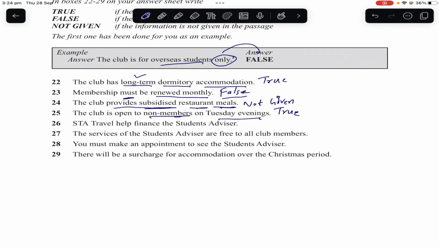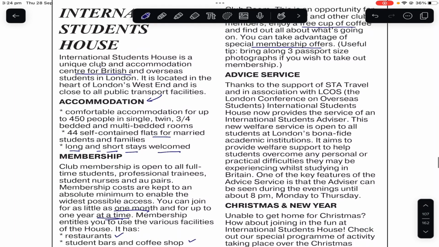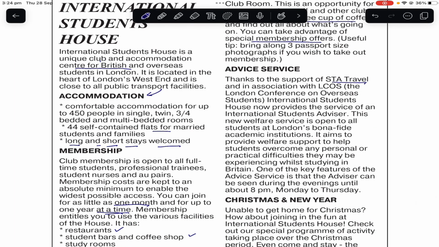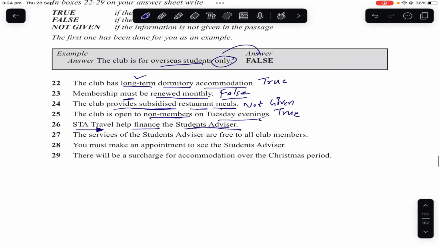Next one. STA Travel helps finance the student's advisor. So we're looking for the keywords, which are STA Travel. They finance what? They finance the student advisor. Let's have a look. I can see STA Travel in this next paragraph. So here I'll start reading it out. Thanks to the support of STA Travel and in association with LCOS, International Students House now provides the service of an international students advisor. So as you can see, because of the support of STA Travel, International Students House now provides this service. So that means STA Travel helped finance the students advisor. So this one is going to be true.